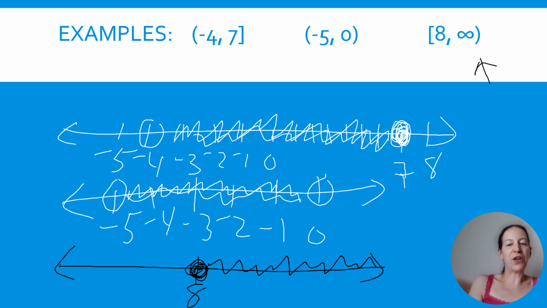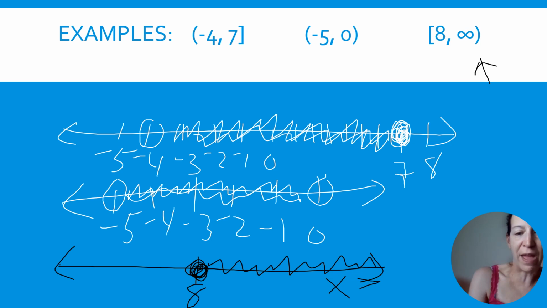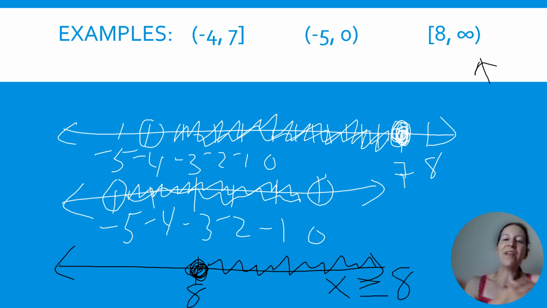You might also be comfortable saying this as x is greater than or equal to 8. That's the other notation. It's not like one notation is more correct or better than the other. They're just different ways of expressing that same interval. So you could say 8 to infinity, or x is greater than or equal to 8. If the 8 wasn't included, we would just say x is greater than 8. So anything greater than 8, but not 8 itself.